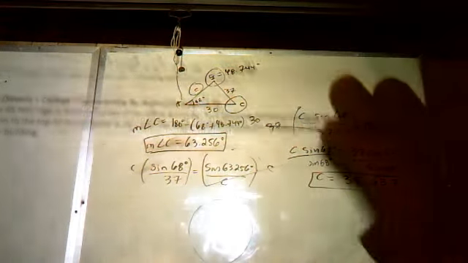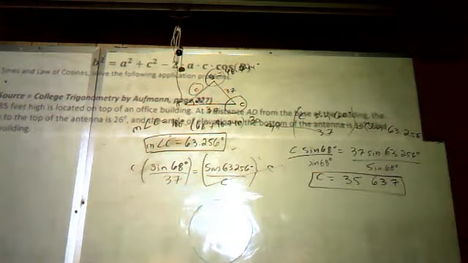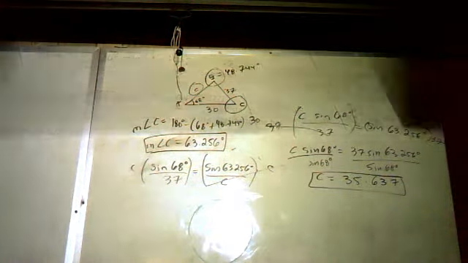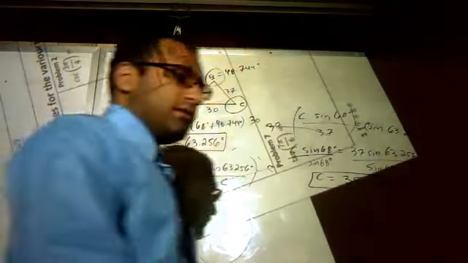So here's the problem. It reads, a radio antenna 85 feet high is located on the top of an office building. At a distance AD from the base of the building, the angle of elevation to the top of the antenna is 26 degrees. The angle of elevation to the bottom of the antenna is 16 degrees. Find the height of the building. Okay, so let's work it using what we know from the law of sines and the law of cosines.